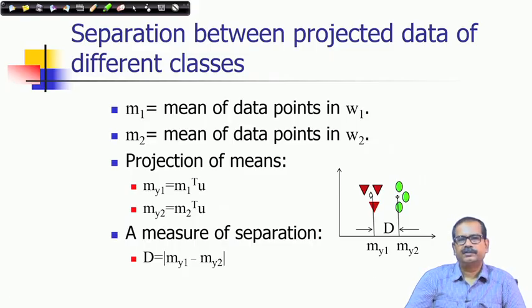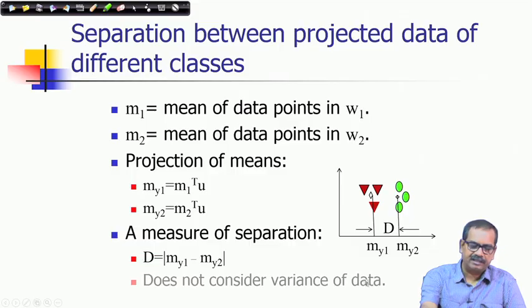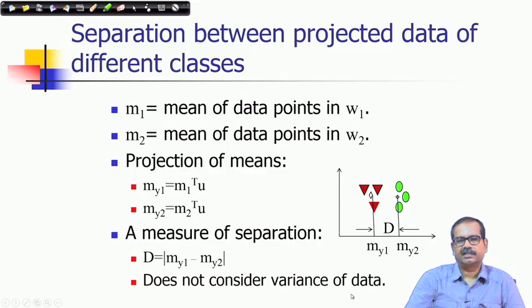So, if you consider the absolute difference between these two values, that would give you a separation measure. But the problem here is that it is not capturing the variance of the data. Some data could be very largely spread in an area, and some could be very closely grouped, closely spaced after projection.